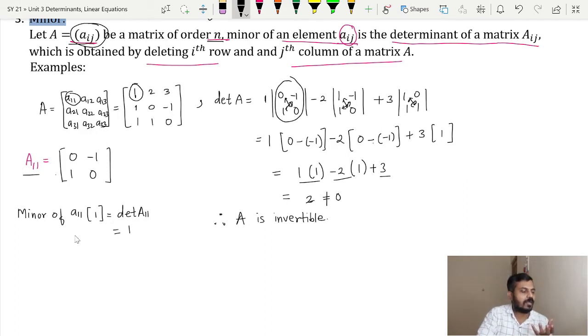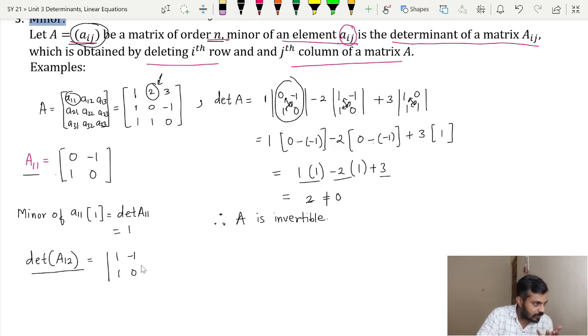Similarly you can find the minor of the element 2 as well. Now I will directly go for the determinant itself. The minor of the element 2 in this case is the determinant of A12, because what is the position of this 2? It is in first row and second column. So therefore the minor of 2 will be the determinant of A12 directly, and this will be equal to the determinant of [1, -1; 1, 0], and it is also 1. So this is how we can proceed. Similarly you can find the rest of the minors.